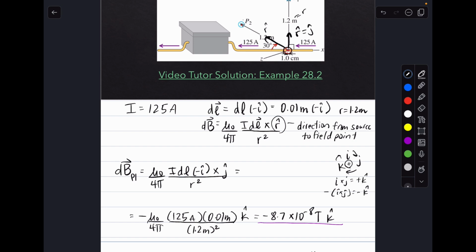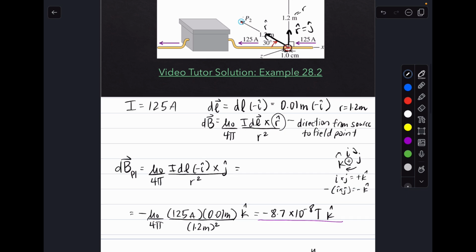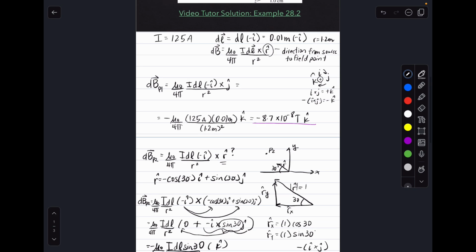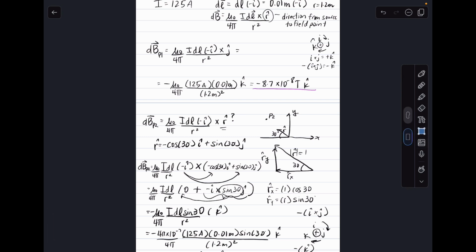And so when we plug all that in the calculator, we get negative 8.7 times 10 to the minus 8 Tesla in the k hat direction. In other words, what we really have is 8.7 times 10 to the minus 8 Tesla in the negative k hat direction. You can read that two ways. So that is the magnetic field due to that 1 centimeter piece of wire at location P1. So what about location P2? Let me go ahead and erase all this, and we'll start it over.